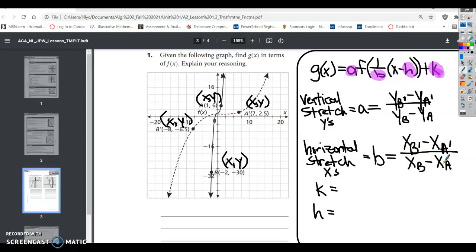All right, K is our vertical transformation. So we're going to look at the y's. We're going to have y of a prime minus a times y of a. We're only looking at 2 points this time, so you only need to look at point A and A prime in order to figure this out. Also, we found A up here, so if you find A correctly, you'll be able to find K correctly.